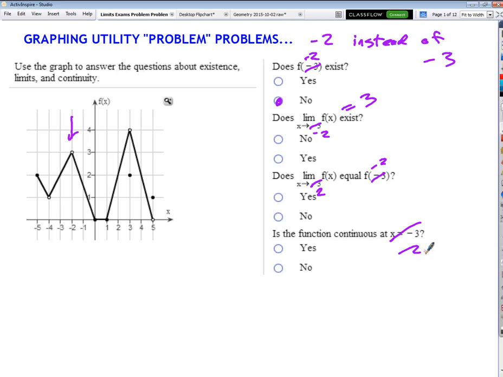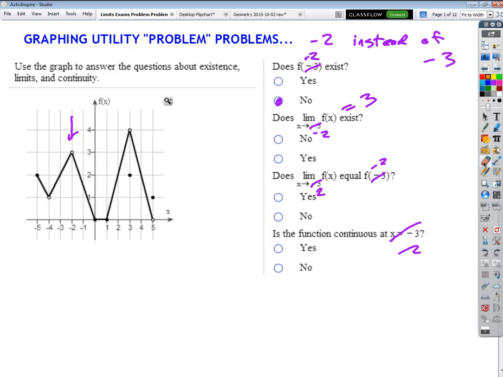It's not continuous because, remember our discussion of continuity at a point, remember what has to happen. The limit has to exist, the function has to exist at that point, and the two have to agree, right? So the last question is tricky, because if the first two aren't both yeses, then it's a no. Exactly. Okay, well, let's do one more though.